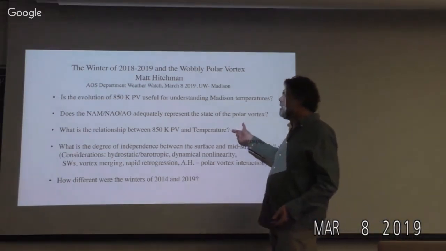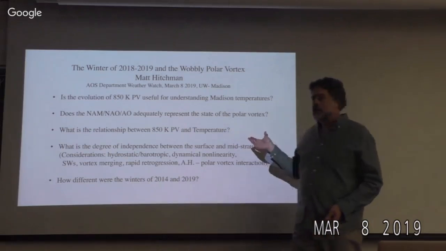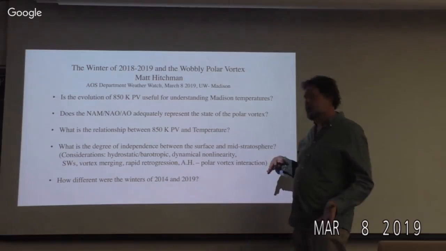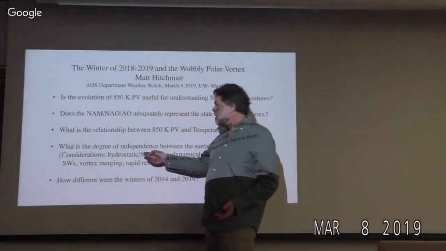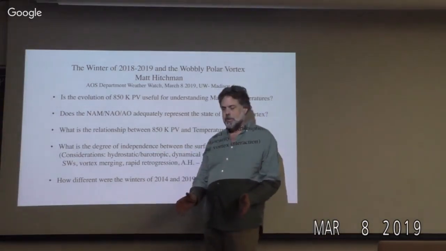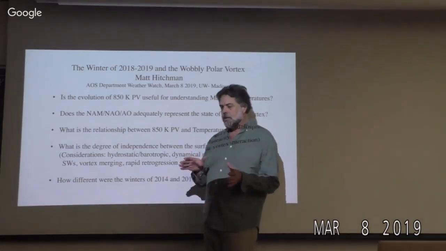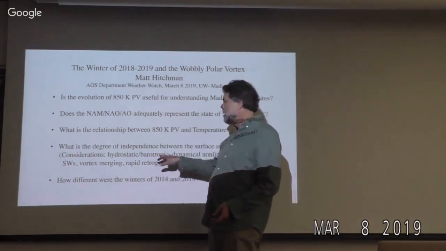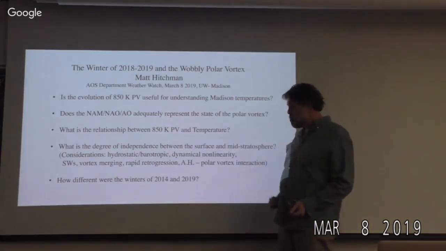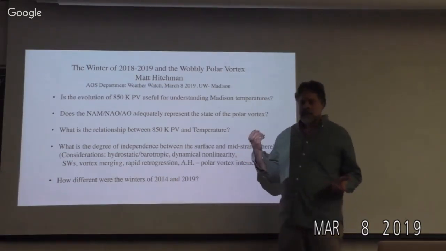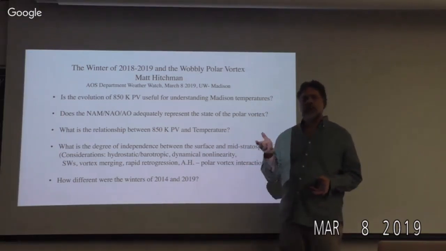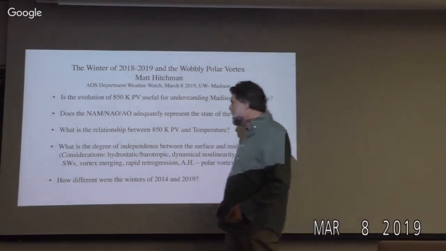Most fundamentally, what is the relationship between 850 Kelvin PV and temperature? It's hard to sort out because is there a lot of interdependence between the surface and the stratosphere, or is there not? You could say, well, if you have a cold surface, lower troposphere, then you integrate through that, you're going to have positive relative vorticity, and that would contribute to a PV anomaly a lot. That's sort of a hydrostatic barotropic argument. But then there's all these dynamical nonlinearities, including sudden stratospheric warmings, which can happen not independently of the troposphere, but with strikingly different patterns of what's happening in the troposphere profile.